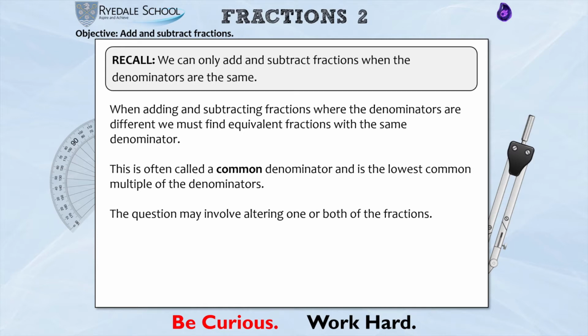Now, the most important thing to remember is we can only add and subtract fractions when the denominators are the same. And all of the questions that we see today, the denominators will be different. So in order to do this, we need to make sure that the denominator is the same. So we are going to find equivalent fractions with the same denominator. When you make the denominators the same, this is often called a common denominator. And we find that common denominator by using the lowest common multiple.